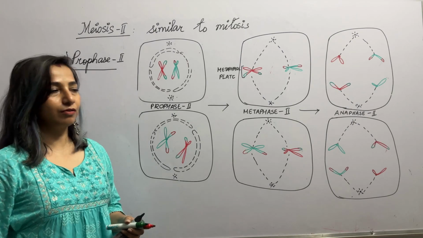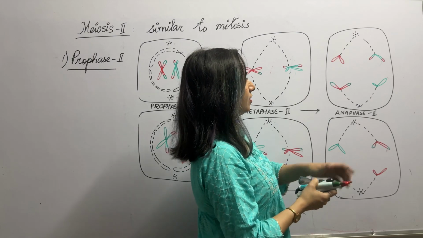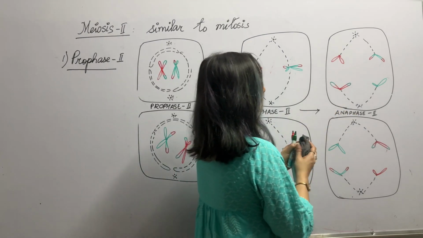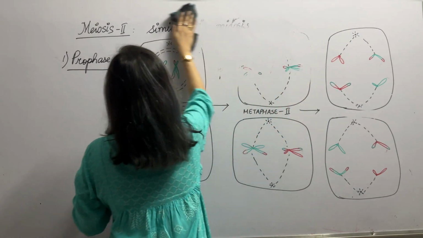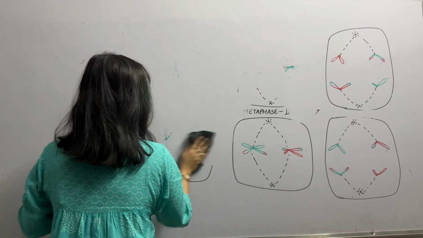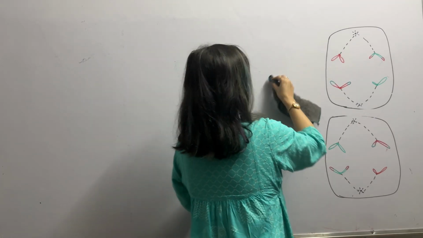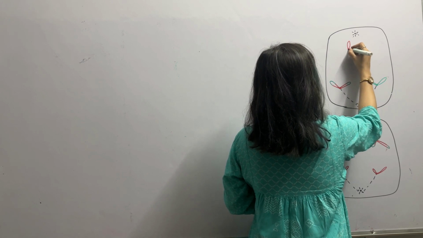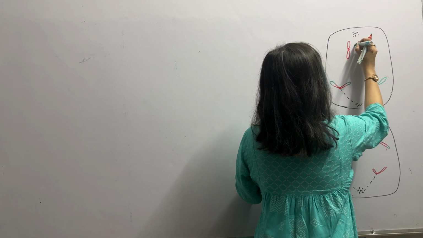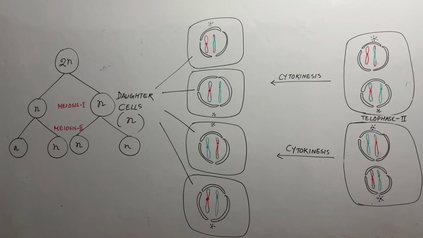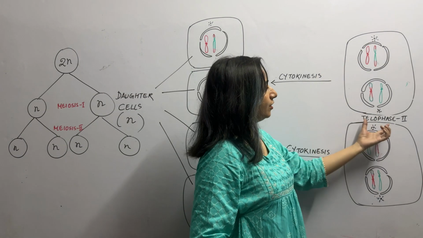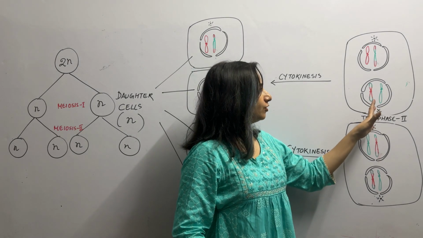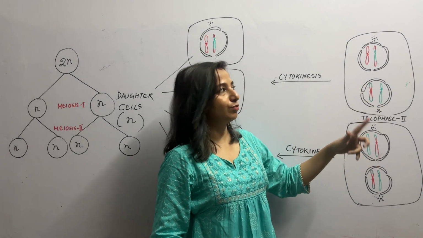Now let us come to the last phase, which is telophase 2. So what will happen after anaphase? These two chromosomes will reach the opposite pole, these two chromosomes will reach the opposite pole. So I am making the diagram here only. Let me rub this. So if you see, at the end of telophase 2, what we find? The production of haploid daughter nuclei. And when these haploid daughter nuclei are produced, the cell will enter the next phase, which is cytokinesis.